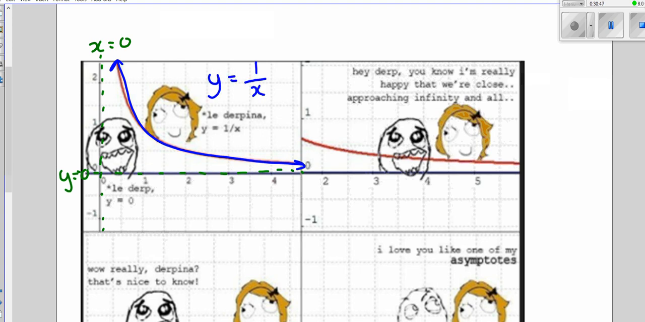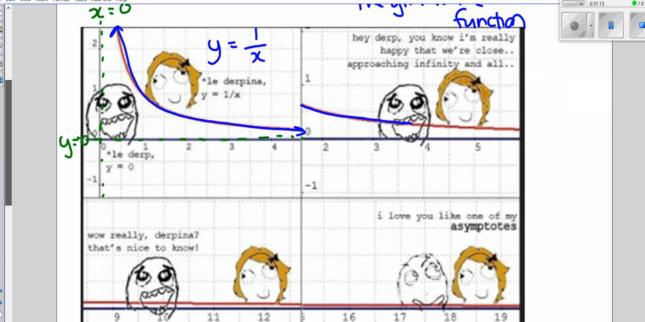What they're trying to say here is, I'm really happy that we're closely approaching infinity and all. So it seems to be that the girl is the function. The girl is the function. Seems to be the case. So she's a happy little function, trotting along.